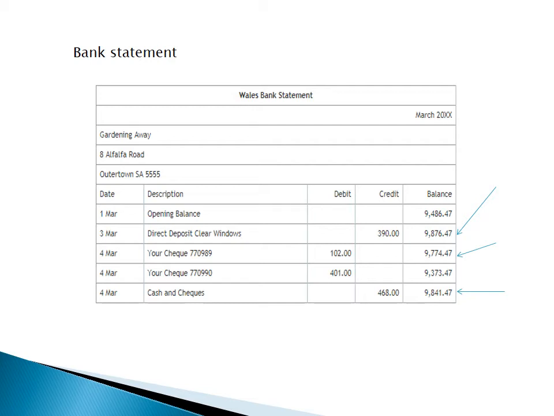Now, what you're also required to do is to have a look at these transactions to see that any payments have been recorded in the correct accounts and any withdrawals are also recorded in the correct accounts.